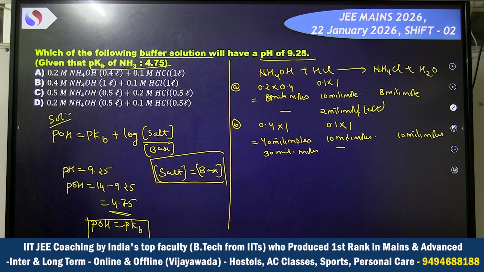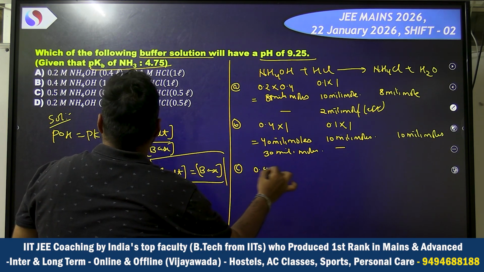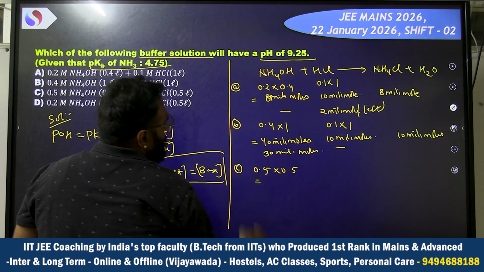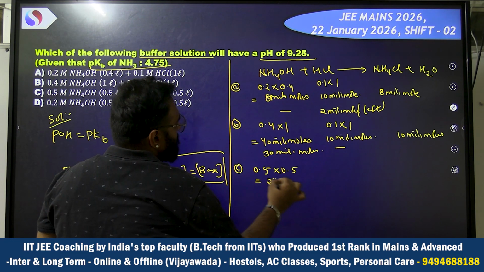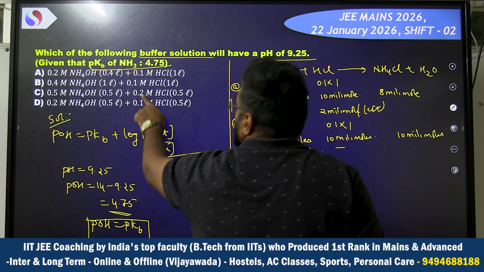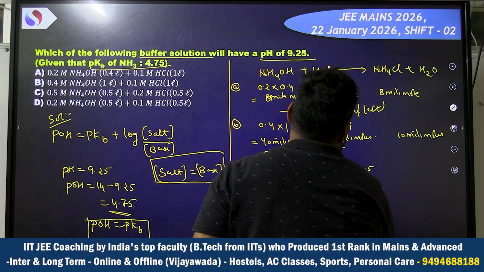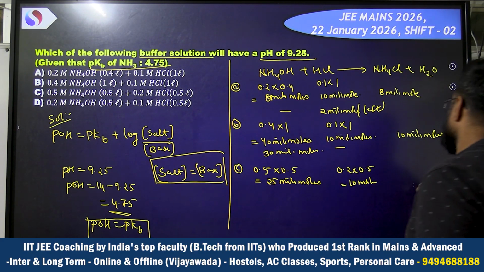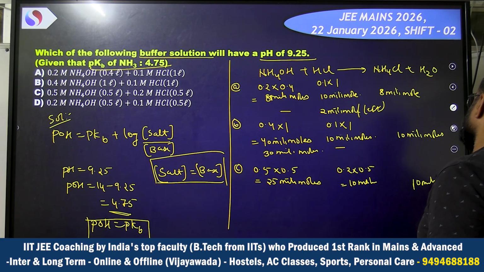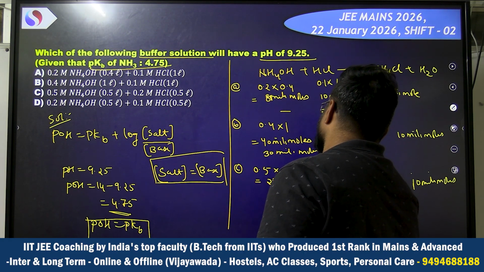Now let us see the third option. The third option states 0.5 molar NH4Cl, 0.5 into 0.5, that means 0.025, so this is 25 millimoles. And HCl, 0.2 into 0.5, that means 10 millimoles. So again salt will be 10 millimoles, and the base will be 15 millimoles left.